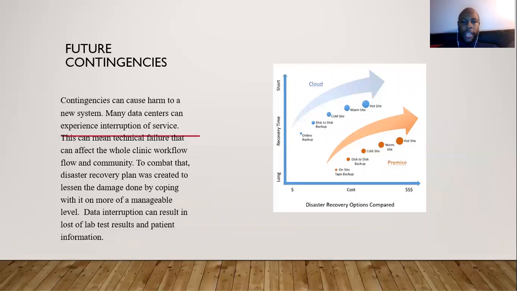And to the right, we have what you call a disaster recovery options diagram. Basically, you get to choose between a cloud and a premise, and of course, you would definitely pick the cloud because of the recovery time, and it's shorter also.